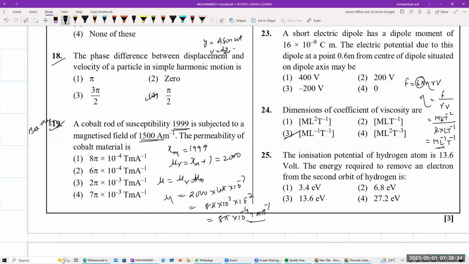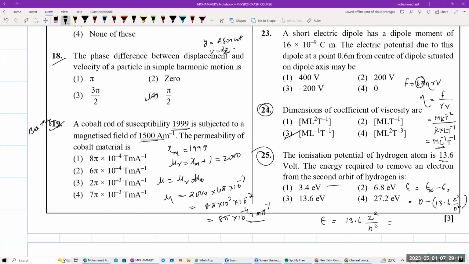The ionization potential of hydrogen atom is 13.6 volt. The energy required to remove an electron from the second orbit of hydrogen atom will be equal to how much? Koi kar sakta hai isko? Ionization energy required to remove an electron is from infinity to your nth orbit, isn't it? Infinity ke paas energy kitni rehti hai beta? 0. This is your 13.6 into z square divided by n square, isn't it? So energy ka formula aa gaya mere paas, E is equal to 13.6. Ionization energy plus mein hota hai na beta, z square divided by n square.